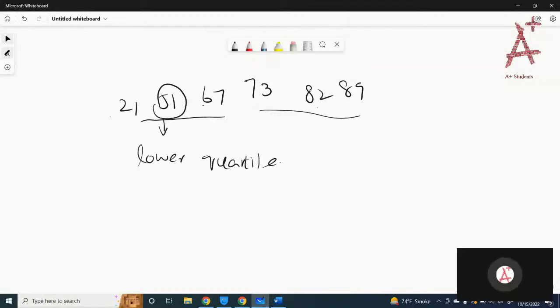So select the correct option. 51 is the lower quartile, and then click on the OK button.